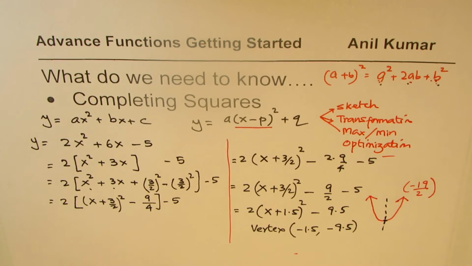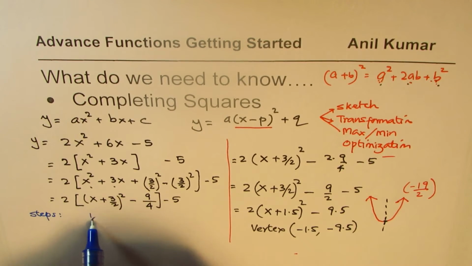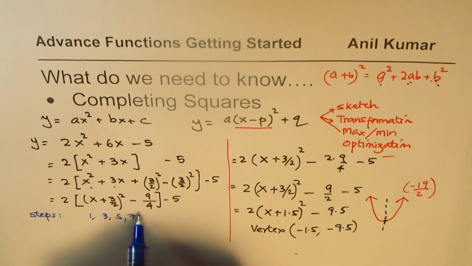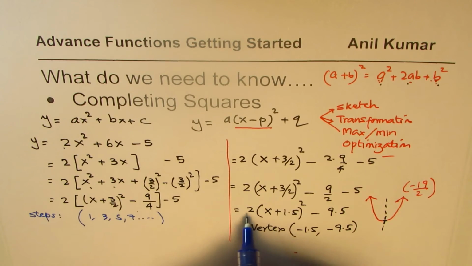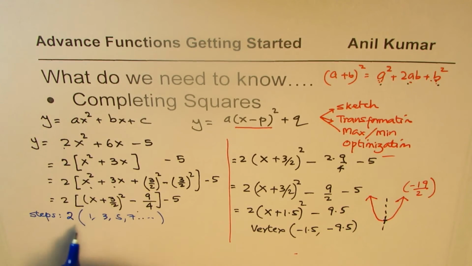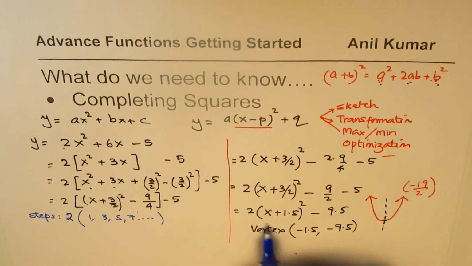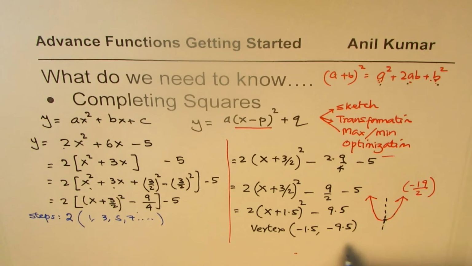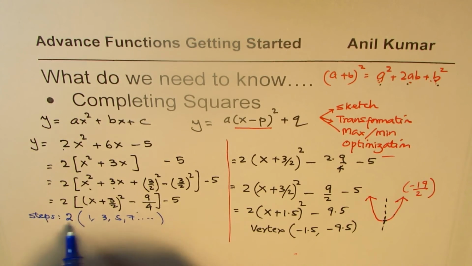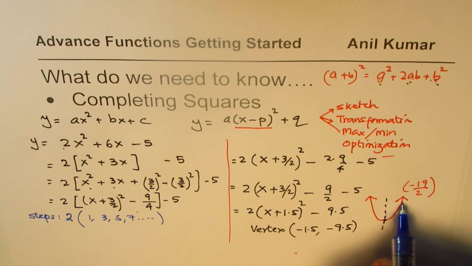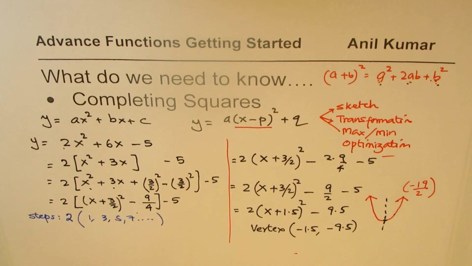To graph, once we get the vertex, we can sketch the graph by following the steps. So let me add that also, as it may be required. So steps normally are 1, 3, 5, 7 and so on times the a value. The a value is 2, which remains the same. So those are the points. From the vertex, the first step will be 2 times 1. So this value will be 2 times 1 higher, and then the next step will be 3 times 2, which is 6. So next you go 6 up to get the next point. And from the symmetry, you can get all the points to sketch.